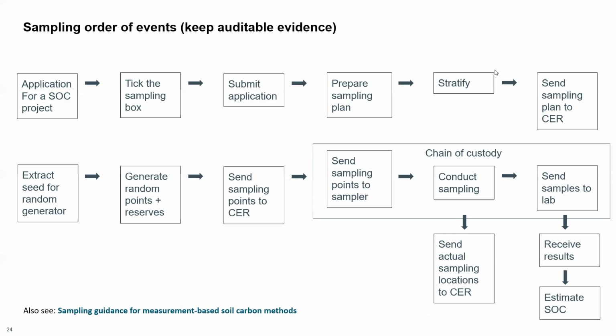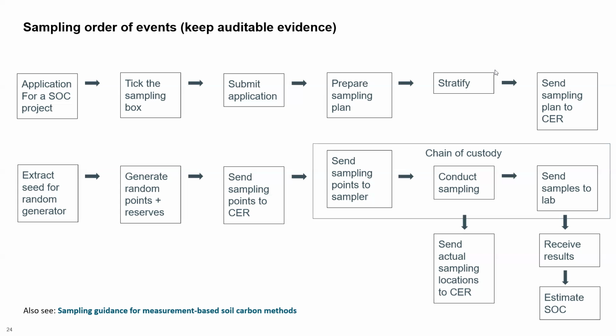It saves a lot of time because you don't have to wait until your project is declared and then organize the sampling, which takes an awfully long time. There's a tick box in the application form that says, do you wish to conduct your baseline sampling during the registration of the project? I always tick that box, which is the second step there on the page. Tick the sampling box. Then you have to submit your application, you can't do it before.